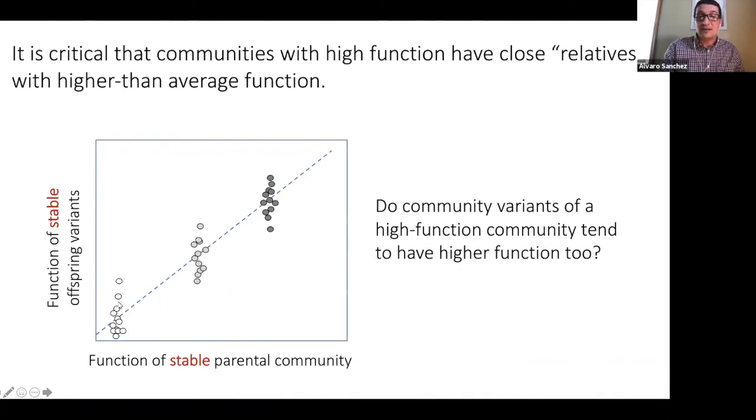If you have a situation like this, then what this means is that communities with high function are in a state of equilibrium that is surrounded by other equilibrium states that also have high function, right? Whereas communities that are in a state of low function will be surrounded by other stable states that are also low function. And if you have a situation of this kind, then artificial selection is likely to work, right? Because you can climb. This is equivalent to having a smooth landscape, right? Where the function is correlated between neighbors.